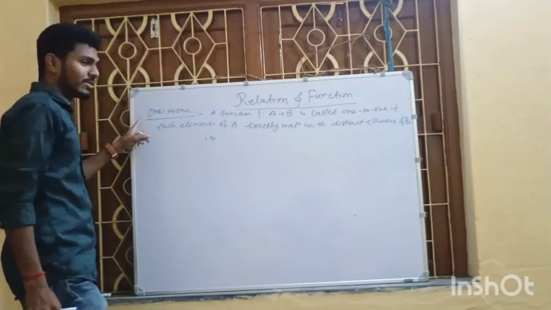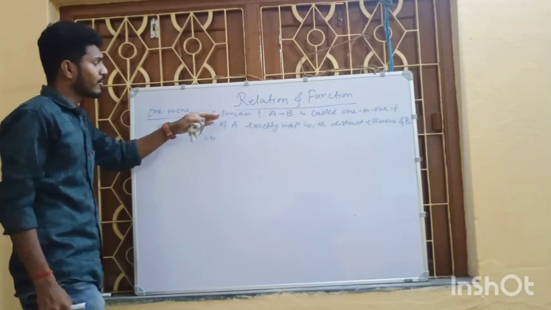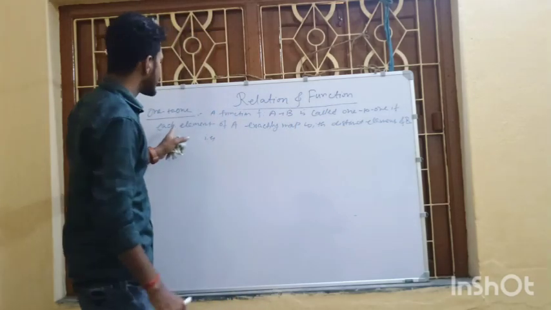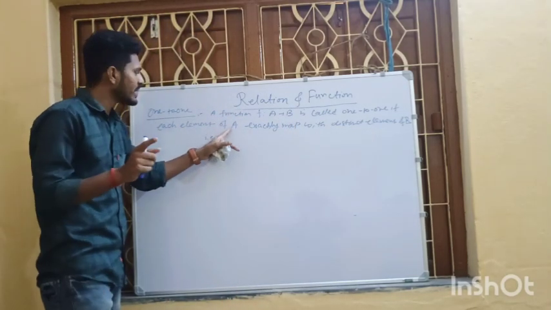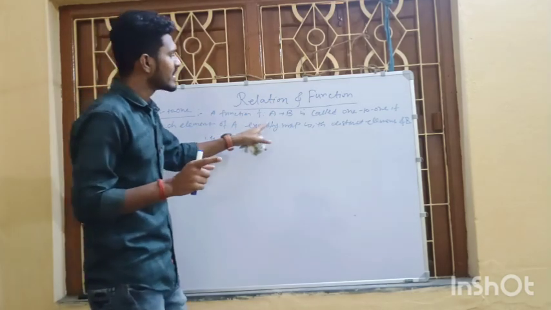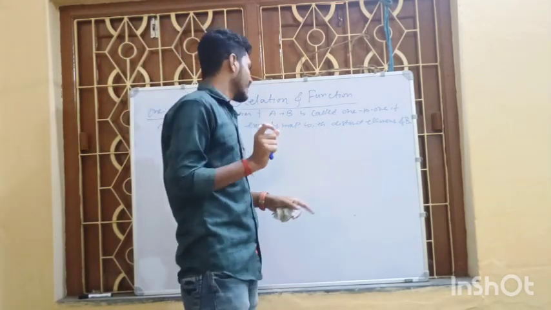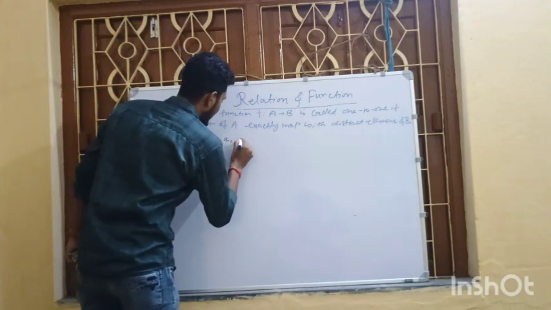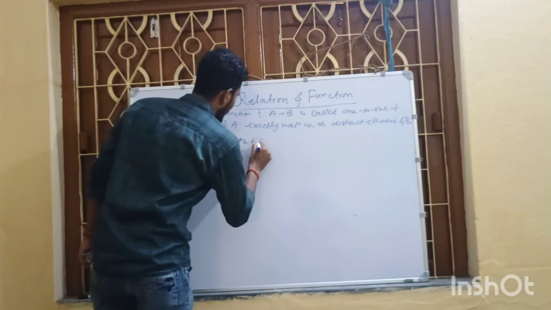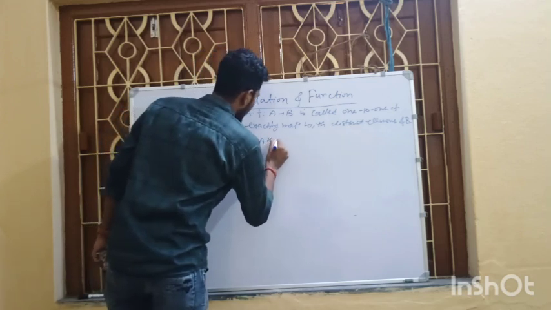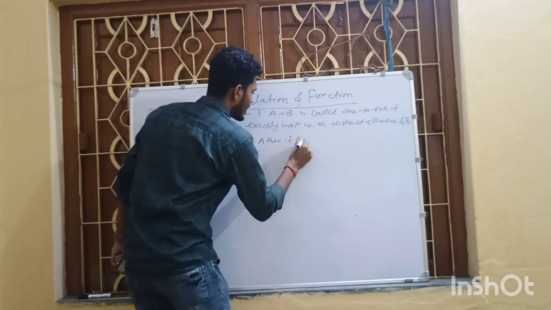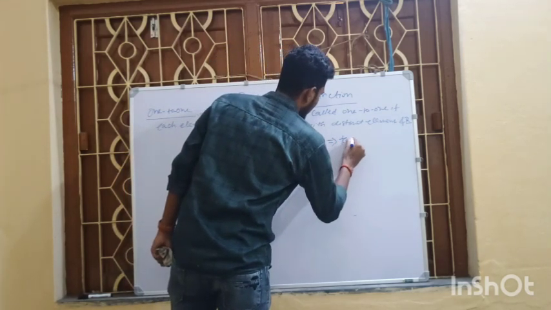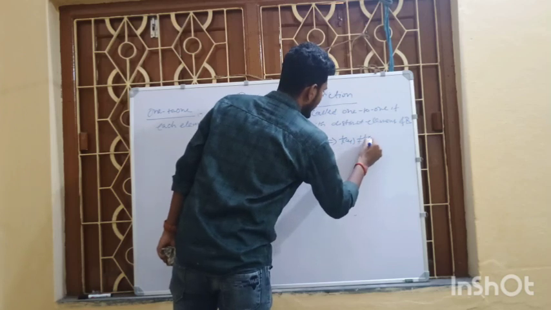What is actually a one-to-one function? A function f from a set A to B is called a one-to-one function if each element of the first set, that is the domain set A, maps to a distinct element of B. Right? So that is, if A1 and A2 are two distinct elements from A, then if A1 is not equal to A2, this implies f of A1 is also distinct from f of A2.